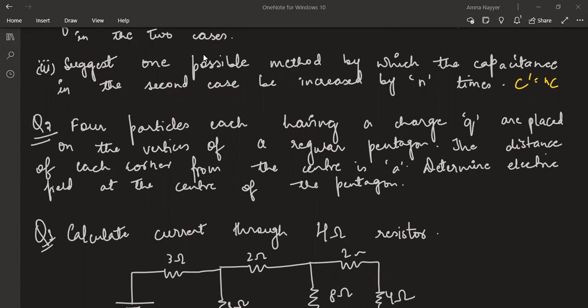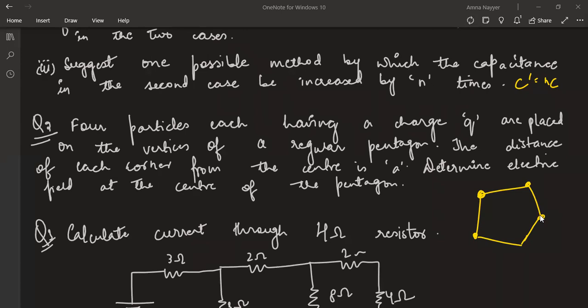The second question was, 4 charges are kept on the vertices of a regular pentagon. So, class, a regular pentagon is there, and 5 charges are not there, rather 4 charges are there. This is also a very easy question which I had given. Most of you have done this correctly. So see, these are the 4 charges. You have to determine the electric field at the center.